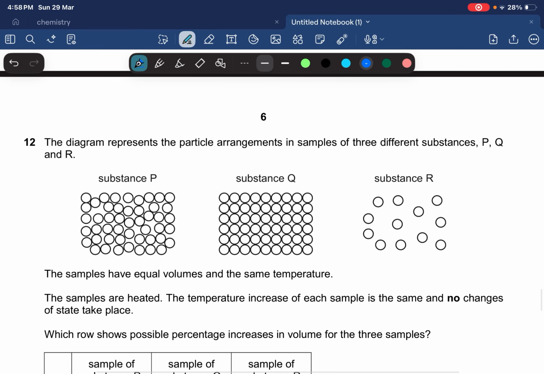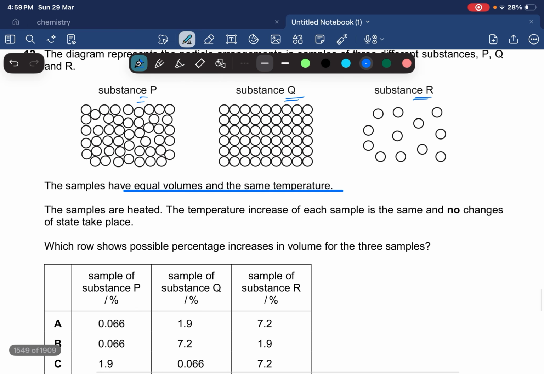The diagram represents the particle arrangement in samples of 3 different substances, P, Q and R. Q is a solid, P is a liquid, R is a gas. The samples have equal volumes and the same temperature. The samples are heated. The temperature increase of each sample is the same, and no changes of state take place. Which shows the possible percentage increase in the volume? You should know that gases expand the most.